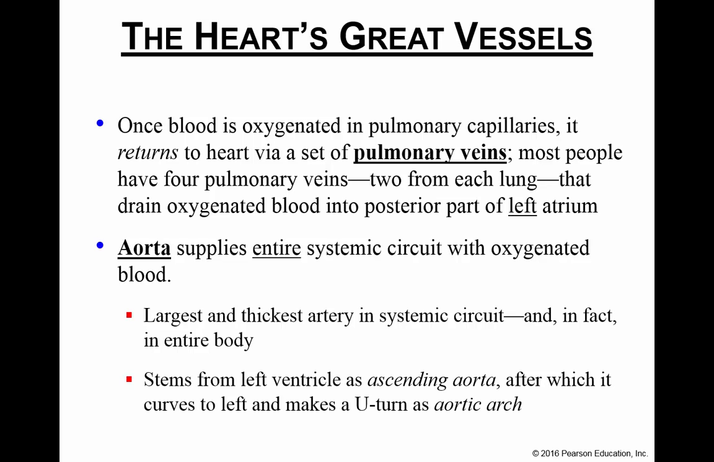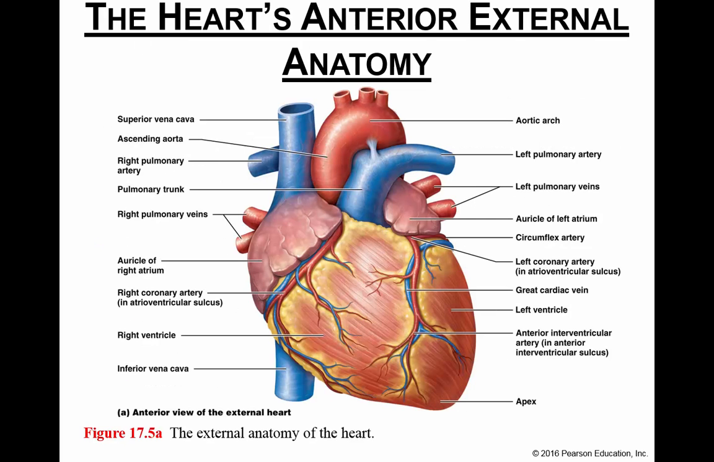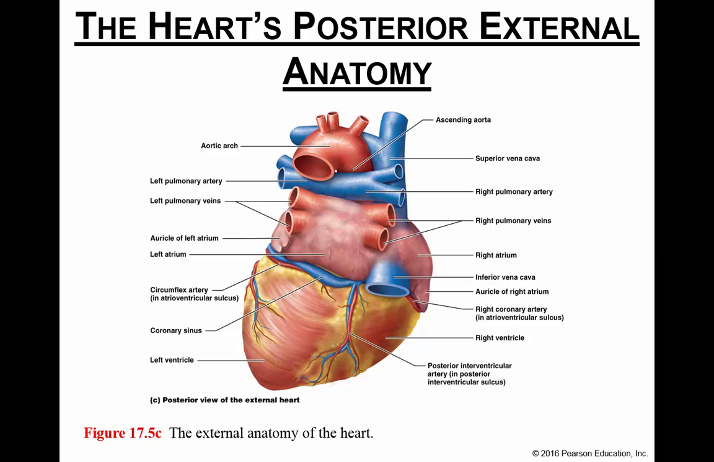Now the aorta is the biggest blood vessel in the body. It's the largest and the thickest, and it supplies blood to the entire systemic circuit. At the left ventricle, you have the ascending aorta, and it curves over the top of the heart in a U-turn. That's the aortic arch that you see here. So here's the ascending aorta, and then the aortic arch curves over the heart, and you can see how it curves over because this is the back side of the heart.